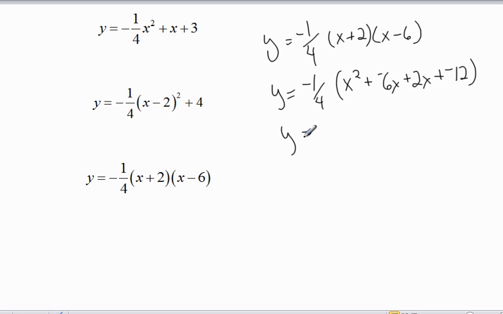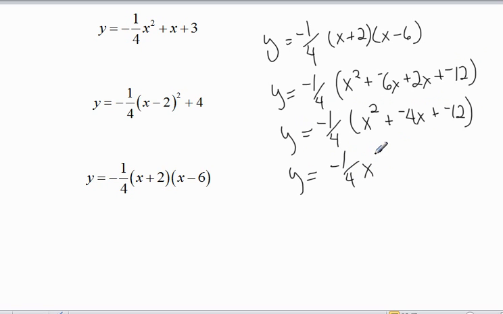Now I'm going to combine like terms. So I've got an x squared, negative 4x, and a negative 12. Multiply through with a negative 1/4. And negative 1/4 times negative 4 right there will just give me a 1. Negative 1/4 times negative 12 gives me a 3. This equation matches that one. All three of them are identical. All three of them will do exactly the same thing.